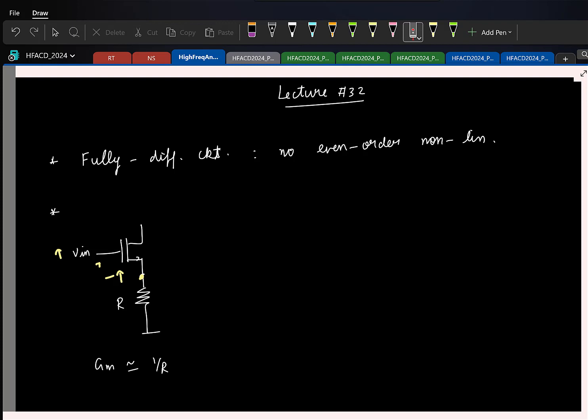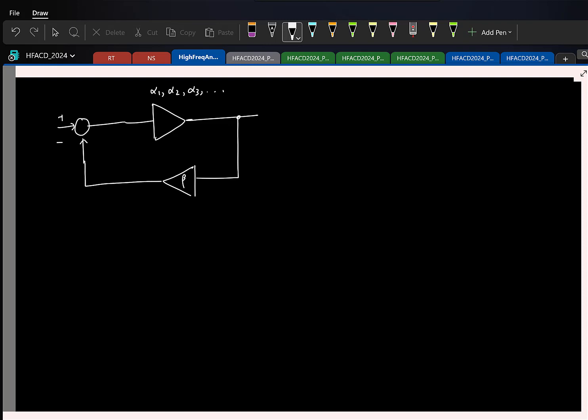So today we'll see if this is indeed a general property of negative feedback, or if it is particular to this circuit. For that, let's take a generic negative feedback loop. Let us say I have an amplifier which is nonlinear, with coefficients alpha 1, alpha 2, alpha 3, etc. I enclose it in a negative feedback loop like this with a feedback factor beta. Say this is input and output.